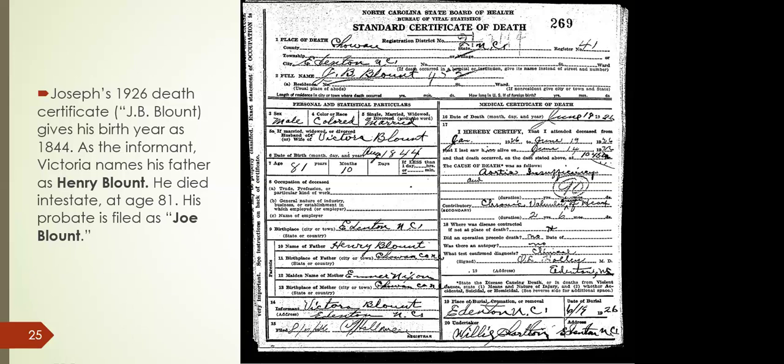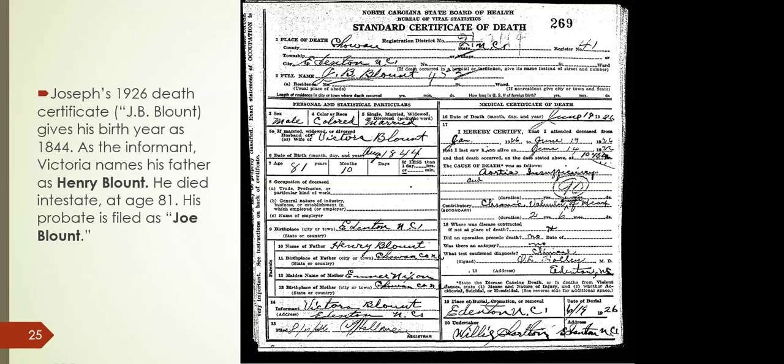Joe died intestate at age 81. His probate was filed as Blunt. Everything was coming together. She gives his mother's name as Emma Nixon. I don't know any reason for that. We already know that's not her name, but his wife, Victoria, ended up in the mental hospital for several years, and that is where she died. So who knows what she was talking about.